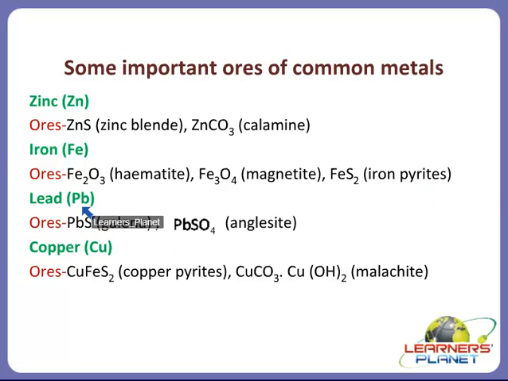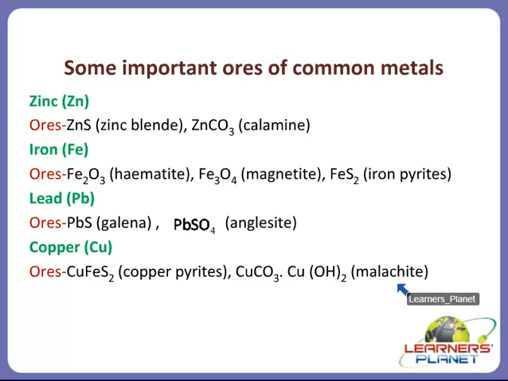Lead occurs in nature as lead sulfide, or galena. Lead sulfate is called anglesite. Likewise, copper is present in nature as copper pyrites, whose formula is CuFeS2. Copper carbonate with copper hydroxide is called malachite. It is basic copper carbonate.